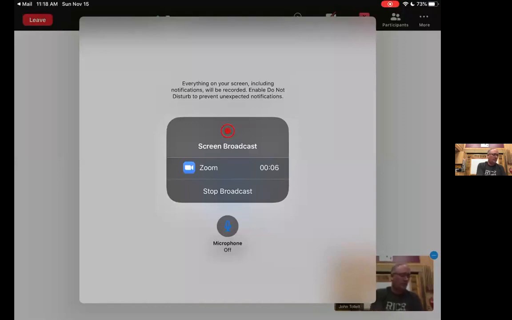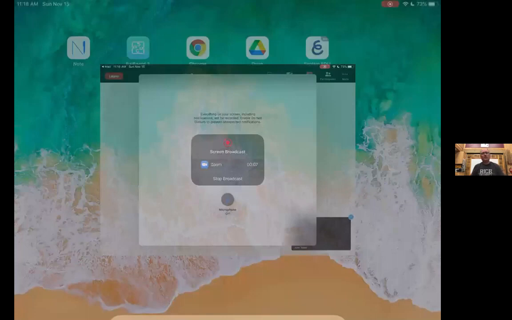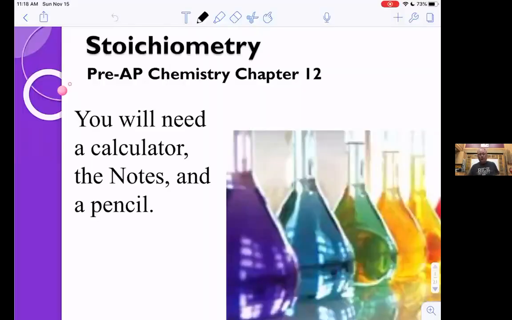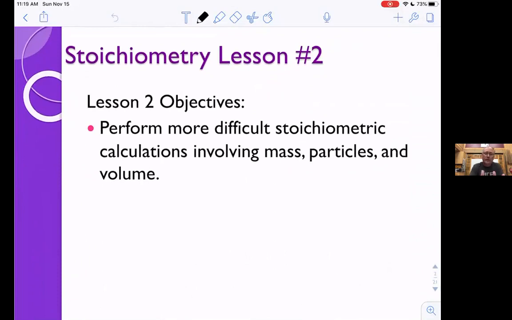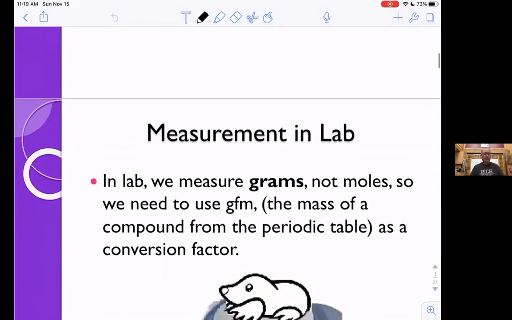So let's see here. Okay, so same starting point. You guys are going to need a calculator, your notes, and a pencil. I'm going to try to get you to practice a little more during this one than I did last time, but we'll see how that goes. So for lesson 2, our objective here is to perform some little bit more difficult stoichiometric calculations involving mass, particles, and volume. I'll take you through them, but essentially we're just using the mole ratio and knowledge from previous units to solve. So here we go.